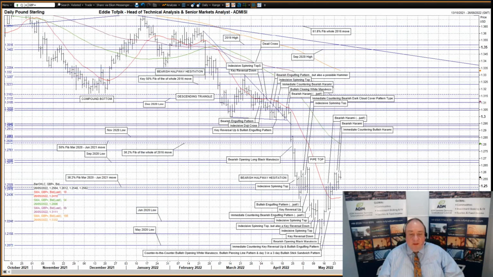Cable, aka sterling against the US dollar. An immediate countering bullish harami after the previous session's reactionary bearish harami. Initially, the market dipped back down into the congestion zone between 124.78 to 125.09, which contains within it the 38.2% Fibonacci line of the March 2020 to June 2021 move at 124.89.